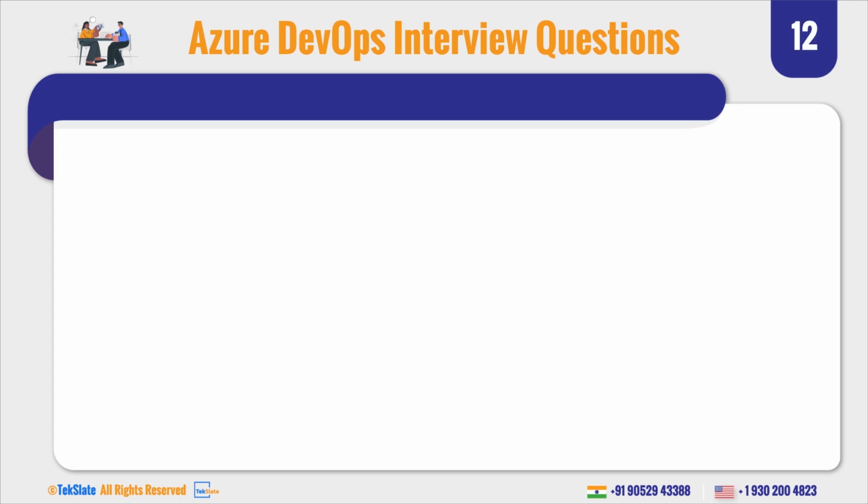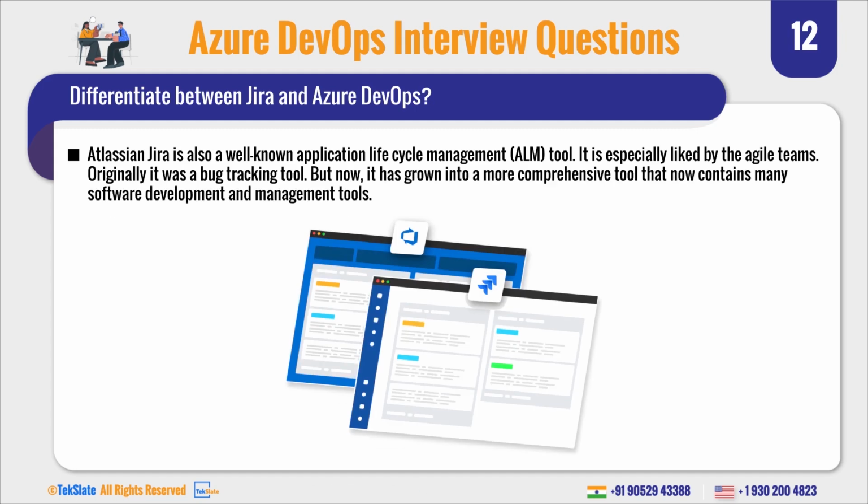The next question is, differentiate between Jira and Azure DevOps. Atlassian Jira is a well-known application lifecycle management tool. It is especially liked by agile teams. Originally it was a bug tracking tool, but now it has grown into a comprehensive tool that contains many software development and management tools. The main intention of this tool is to keep things on track. And Azure DevOps, on the other hand, not only tracks but extends to building and development as well.